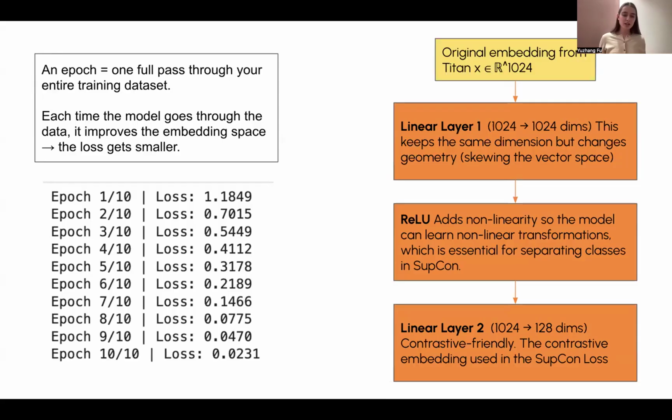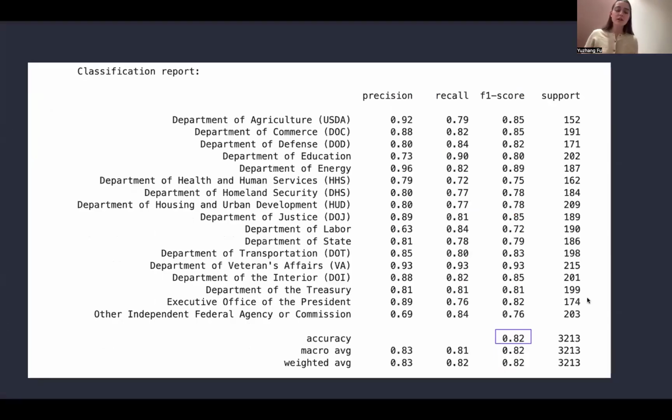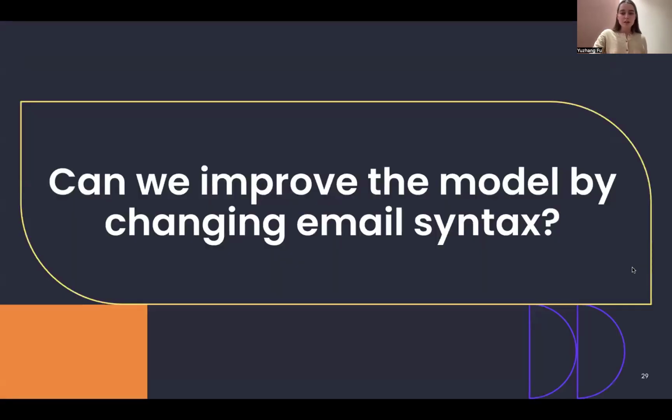So it took us about 10 epochs to get pretty close to zero. And this really was quite productive because it increased our overall accuracy to 0.82. And we see it's quite constant in between agencies too. So we're looking at the F1 score that Yuzhang also just explained. So 0.82 was pretty good, but we were curious what else we could do to maybe increase it.